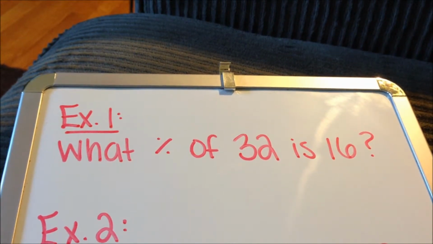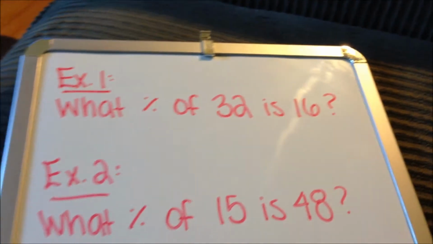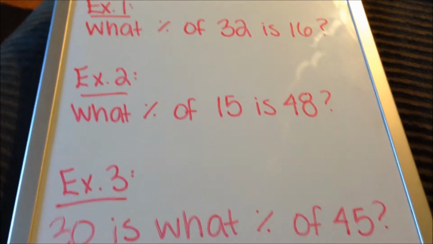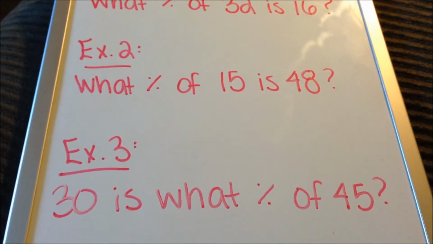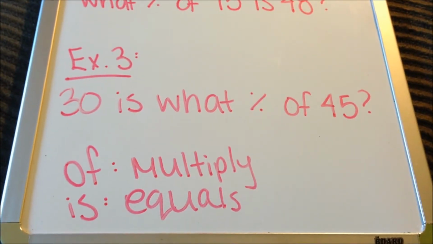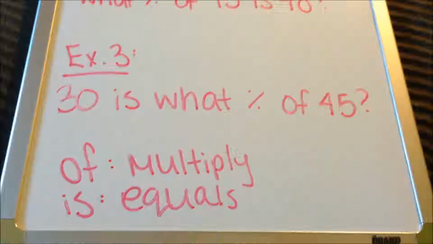Let's try some examples. Example 1, what percent of 32 is 16? Example 2, what percent of 15 is 48? Example 3, 30 is what percent of 45? Keep in mind that the word "of" corresponds to multiplication and the word "is" corresponds to equals.